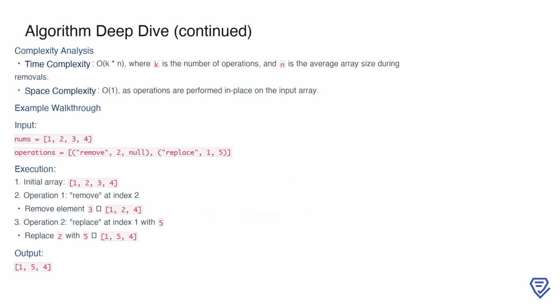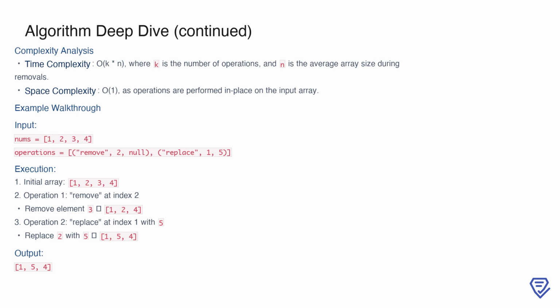Finally, let's analyze the algorithm's complexity in detail. The time complexity is O(k*n), where k represents the number of operations and n is the average size of the array during removal operations. This is because remove operations dominate the performance due to their O(n) cost. The space complexity, on the other hand, is O(1), as all operations are performed in place on the input array without requiring additional storage. To solidify our understanding, let's walk through an example.